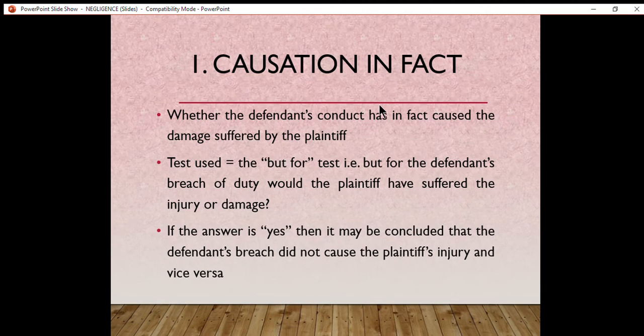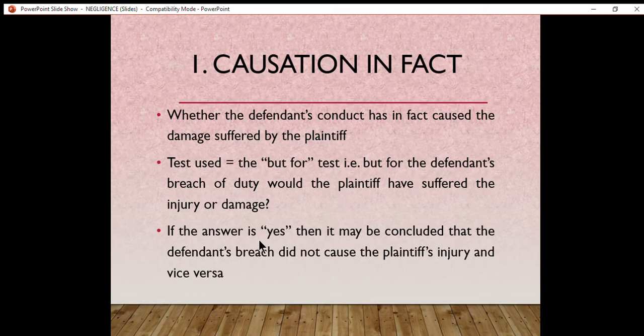Whether the defendant's conduct has in fact caused the damage suffered by the plaintiff. So we need to determine adakah disebabkan defendant, plaintiff suffered damage. So the test to be used here is the but for test, meaning in bahasa, kalau bukan kerana. But for the defendant's breach of duty, the plaintiff has suffered the injury or damage. Kalau bukan kerana defendant, adakah plaintiff akan suffer damage?